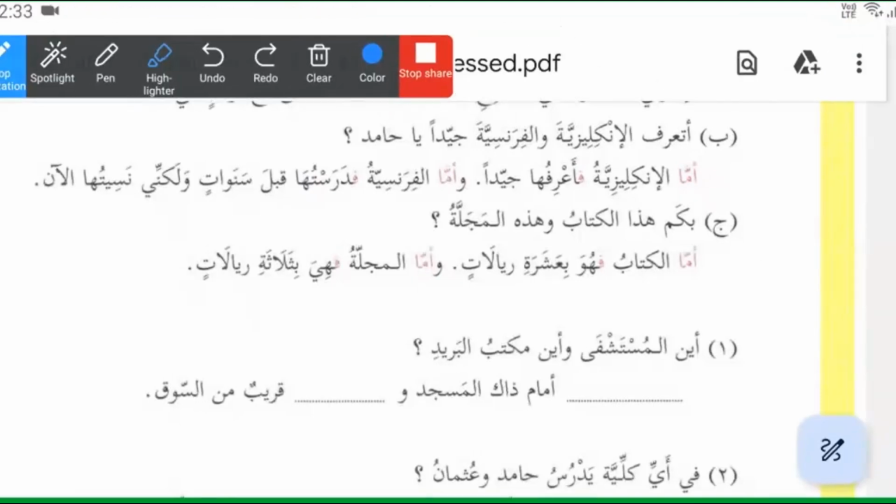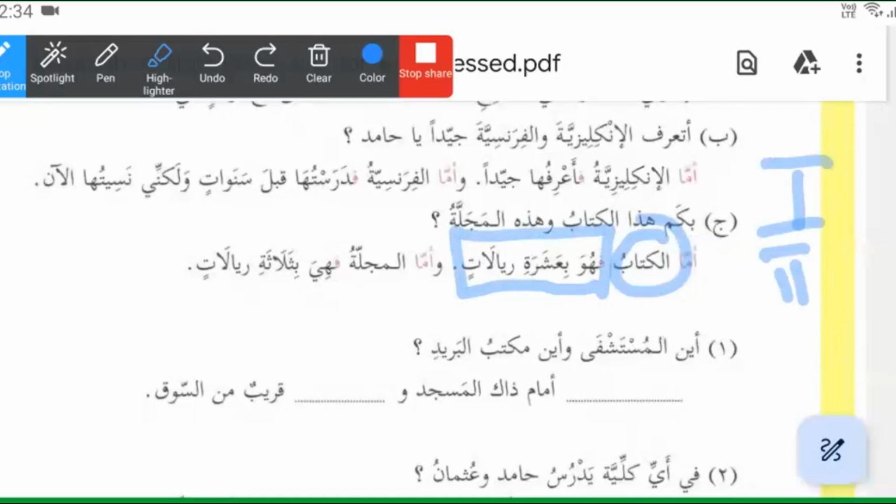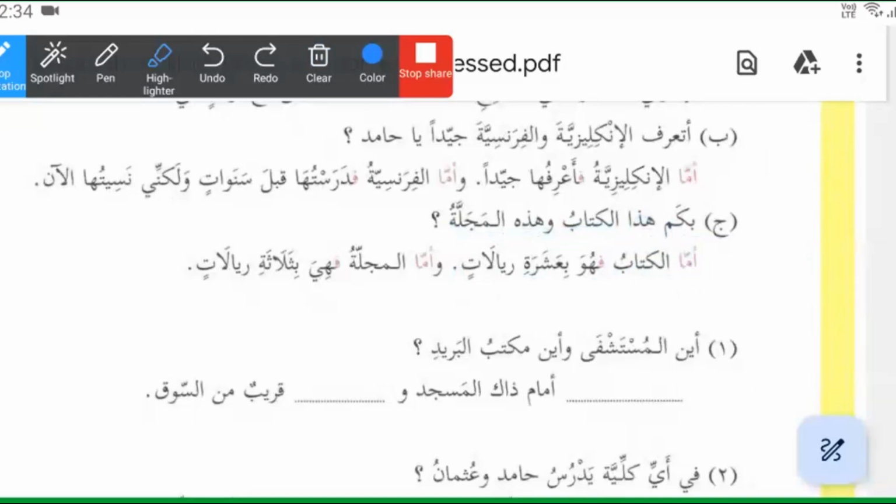Become hazal kitabu wa hazil majalla. What is the price of this book and this magazine? أما الكتاب فهو بعشرة ريالات. As far as the book is concerned, فهو. Now why did the فهو come? Because al-kitab is the mubtada, and huwa bi asharatil riyalatin is the khabar, where the khabar is a jumla ismiya, a nominal sentence, bi asharati riyalatin.